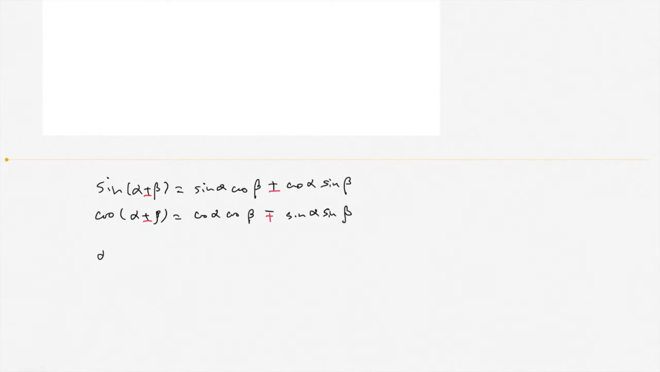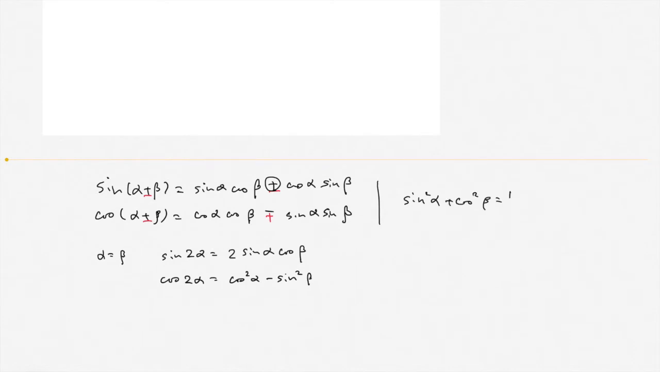So in the case of alpha equal beta, sine 2 alpha is expressed as 2 sine alpha cosine alpha because of the positive sign. In the case of cosine 2 alpha, it equals cosine square alpha minus sine square alpha. Also, we have a very important equation for the sine and cosine: sine square alpha plus cosine square alpha equals 1.